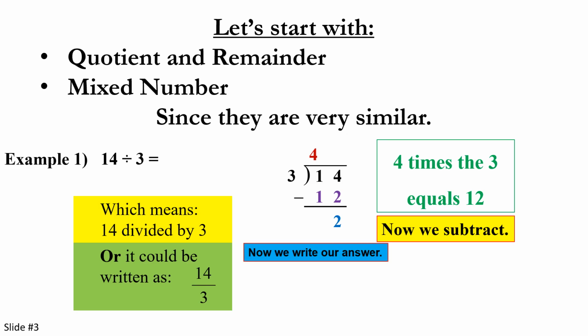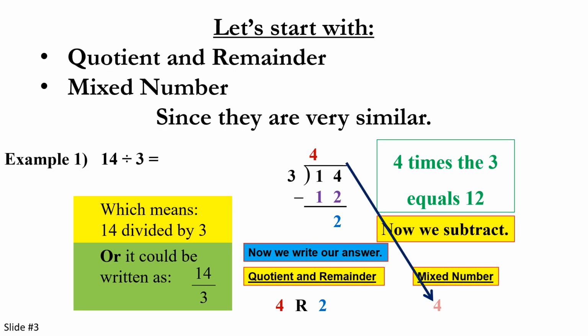Now we write our answer. Because we were looking at quotient and remainder or mixed number, we don't go any further. So the quotient is the 4, the remainder is the 2. So it goes in there 4 complete times with 2 left over. And if we wrote it as a mixed number, it would be 4 and 2/3.